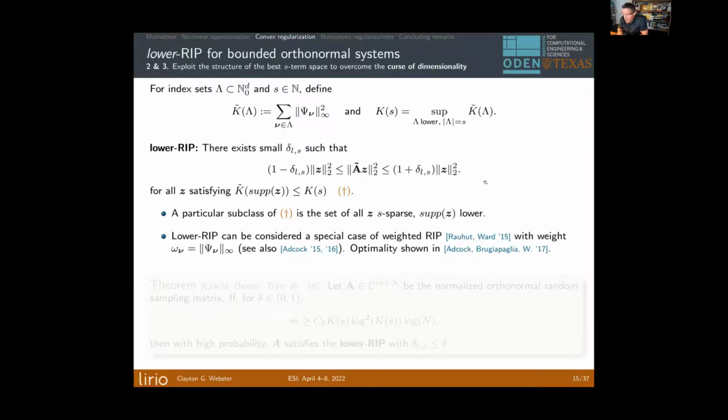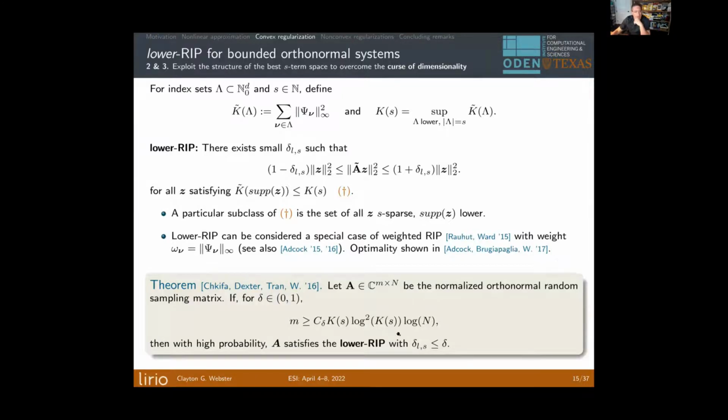The advantage of looking at the problem this way is that one can show that this lower RIP is a special case of something called the weighted RIP, which was introduced in this Rauhut and Ward paper 15. The advantage is that by doing this, our procedure induces a specific weight. In other words, the weight induced by this lower RIP is the L infinity norm of the basis functions themselves, which we were able to show, in a sequence of papers, is the optimal selection of weights.